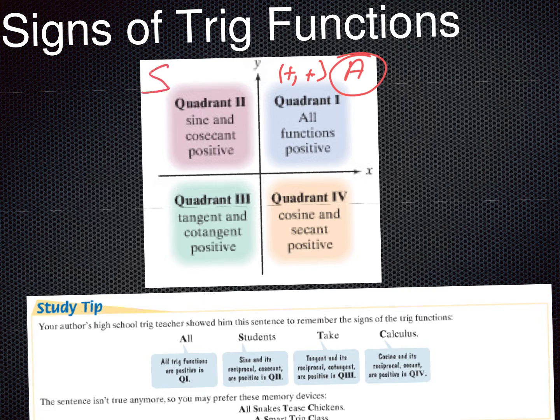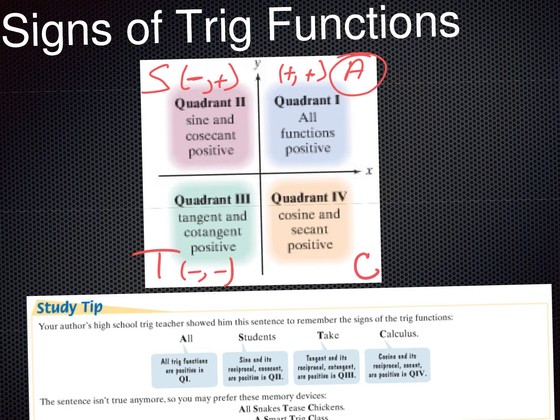You put an S here. Because in this quadrant, x is negative, but y is positive, right? So what trig function starts with S? Sine, and what's its reciprocal? Cosecant. See, right. So in quadrant 2, sine and cosecant are positive, and everything else is negative. All students take. In the third quadrant, I have negative, negative, right? So what trig function starts with T? Tangent. So tangent and cotangent are positive here. Everything else is what? Negative. All students take, and then we'll say calculus.